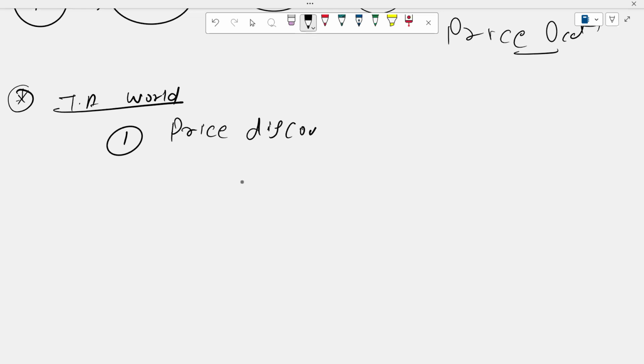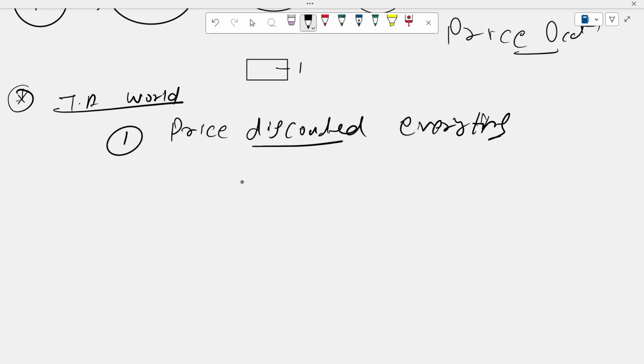Now also remember that in the technical analysis world, there are three assumptions. You just keep in mind that price discounts everything. Price discounts everything means price is right. You have to check the price. Always believe in the price, that whatever price you are seeing on the stock, it is right.